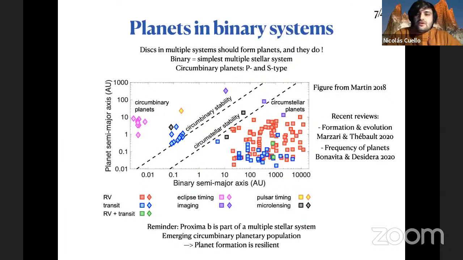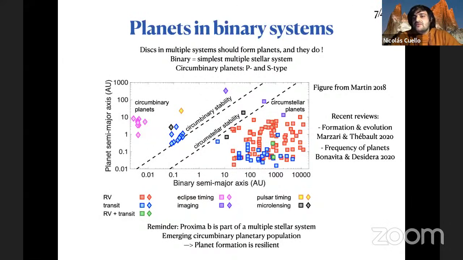And here I'm showing a figure from Martin 2018, where you see the planet semi-major axis and the binary semi-major axis. The takeaway message here is that we have thousands of exoplanets, but we only have a few dozens of circumbinary planets. This is due to bias effects, but the important takeaway message here is that planets do form, and they form where we expect them to appear, because you have some regions of stability and instability, and those seem to be depleted. So things are coming together here.